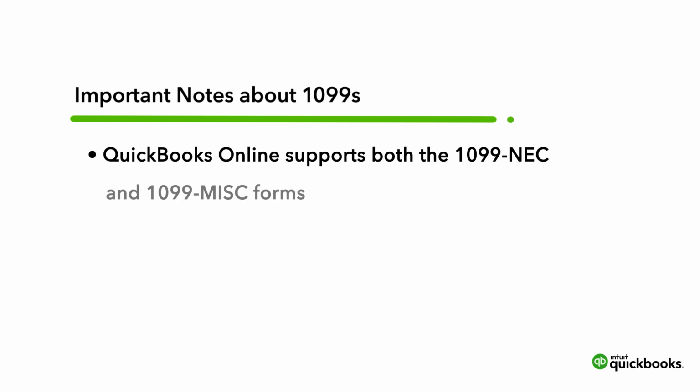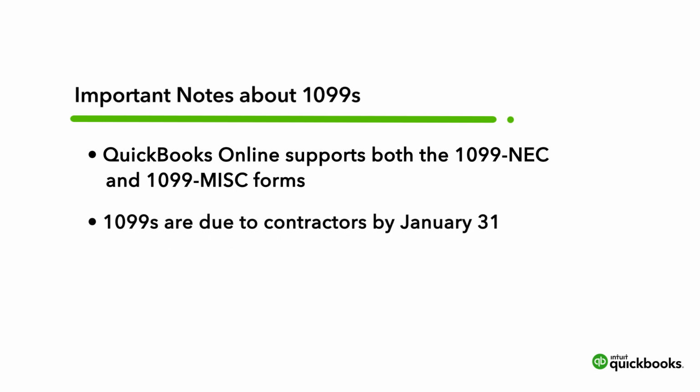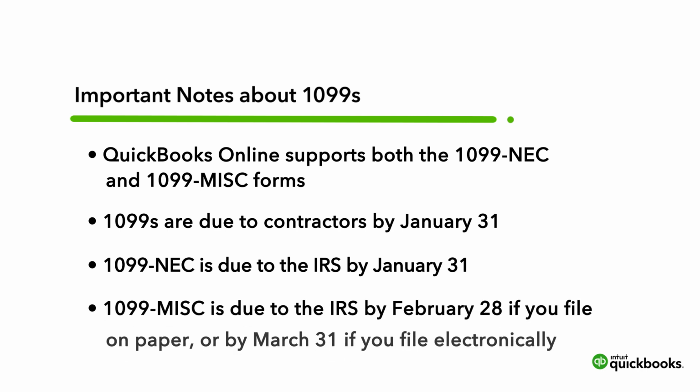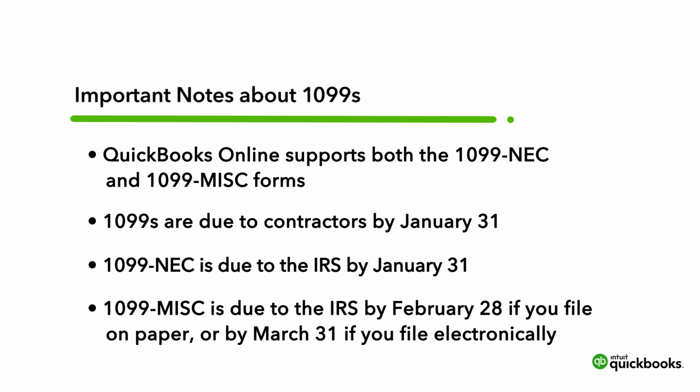QuickBooks Online supports both the 1099 NEC and 1099 MISC forms. 1099s are due to contractors by January 31st. The 1099 NEC is due to the IRS by January 31st. The 1099 MISC is due to the IRS by February 28th if you file on paper, or by March 31st if you file electronically. QuickBooks Online only supports federal 1099 filing.